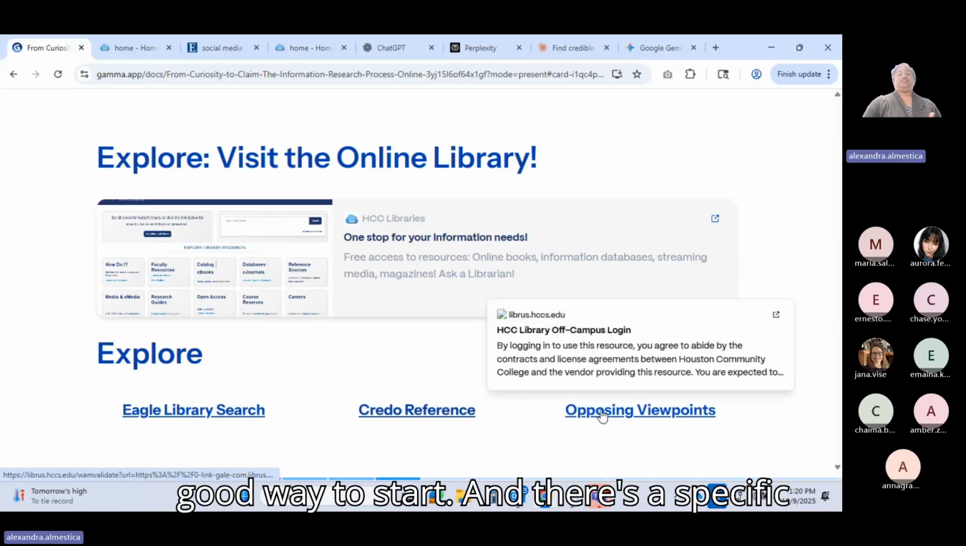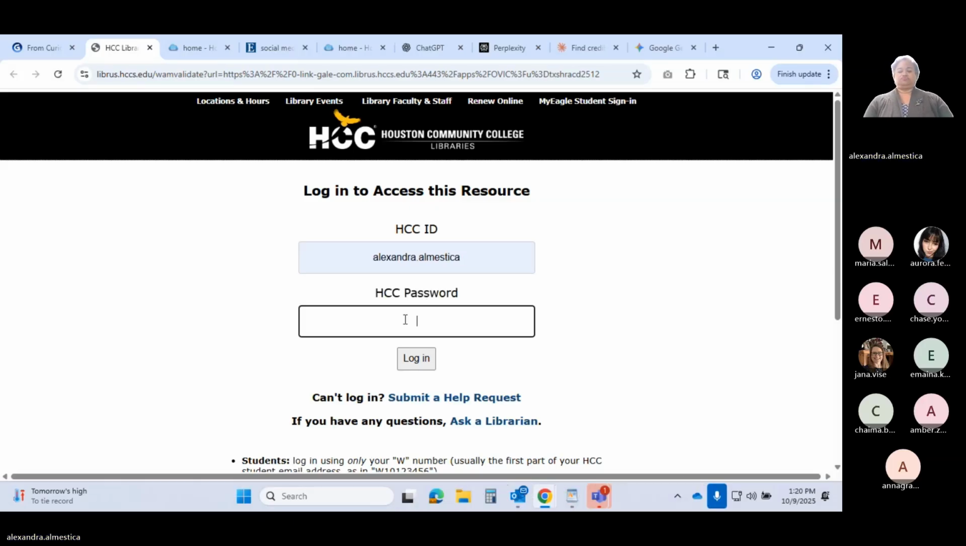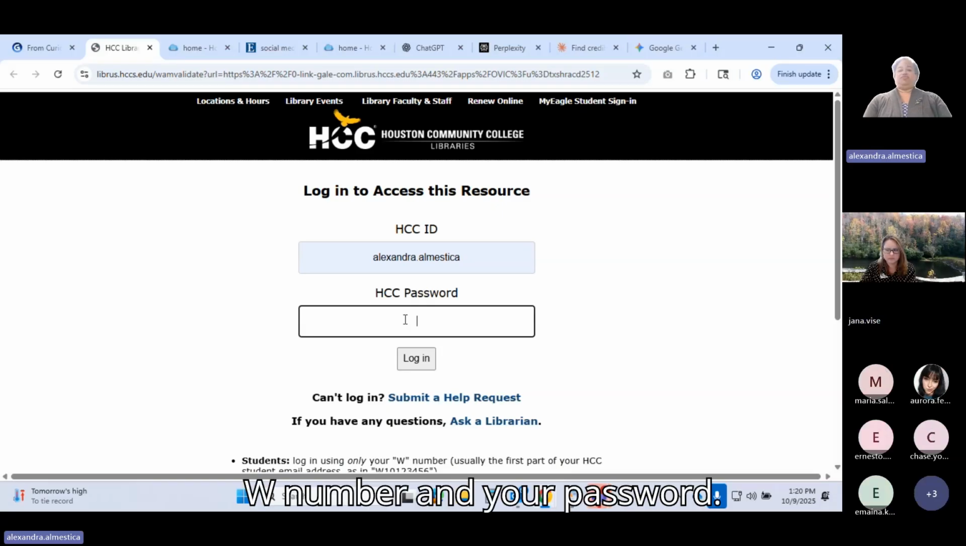And there's a specific database that we have also. It's called Opposing Viewpoints. And when from home, you're going to place your W number and your password. I'm going to do it from work.